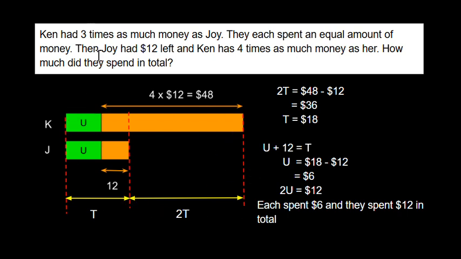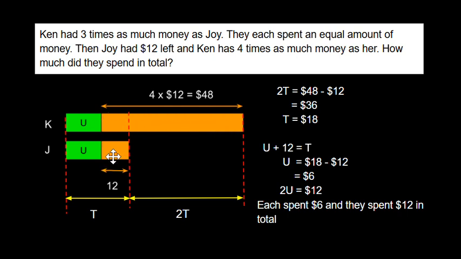Okay. Then Joy has $12 left. Okay, first they spend an equal amount of money. So I cut away what they spend. And Joy has $12 left, which means that this part is left with $12. And Ken has 4 times as much money as hers. That means if this is $12, this has to be $48. Why? Because it's 4 times. Okay, so here to here is 48.